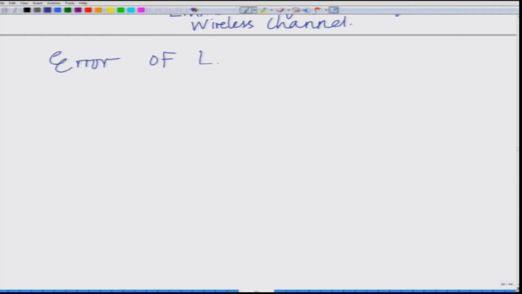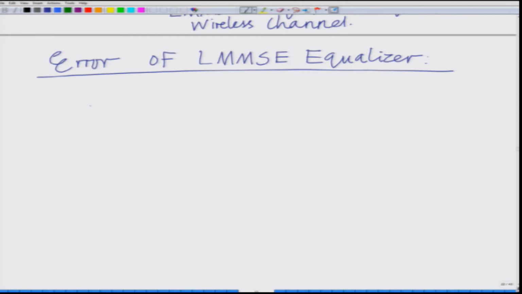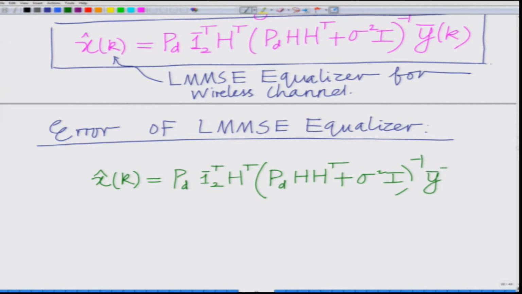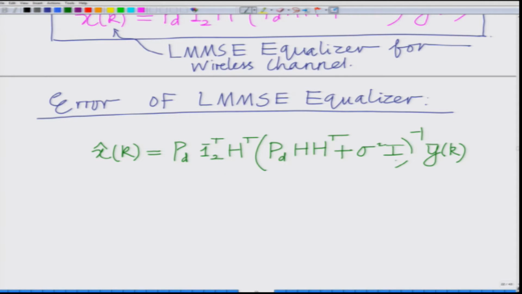of LMMSE. Remember, we have derived the LMMSE equalizer as x hat of k equals, it is there right above, P_D 1 bar 2 transpose H transpose, P_D H H transpose plus sigma square I inverse, y bar of k, correct.